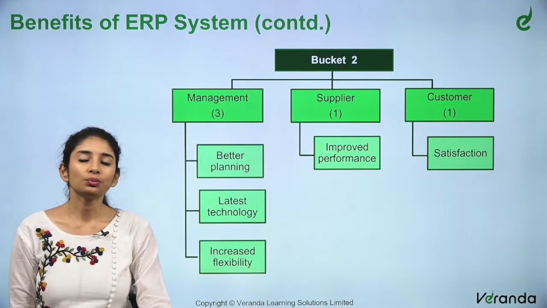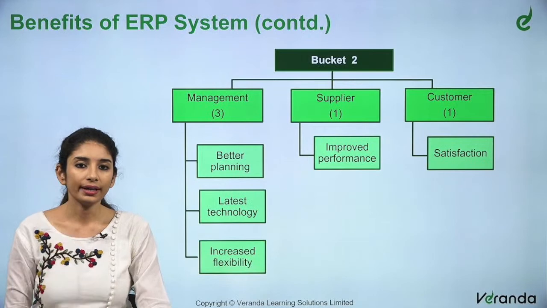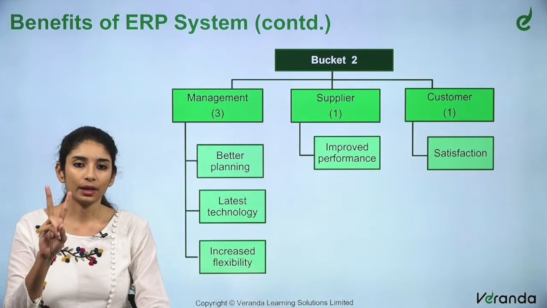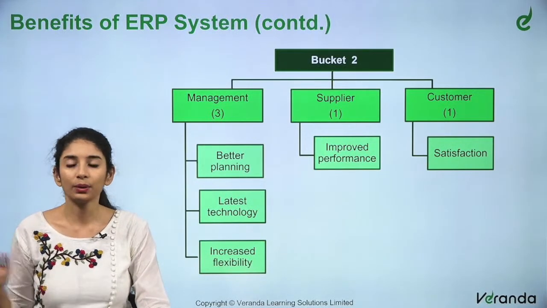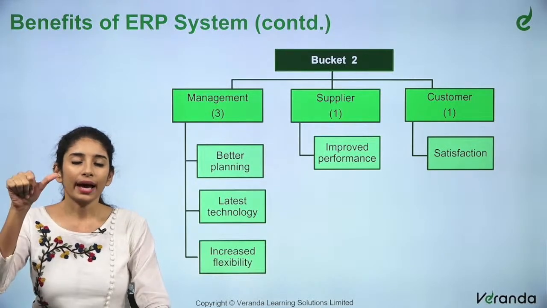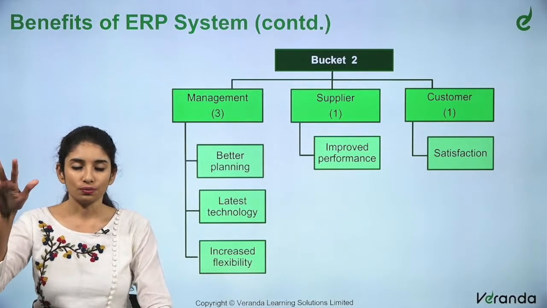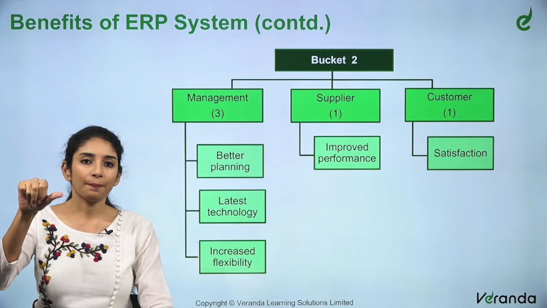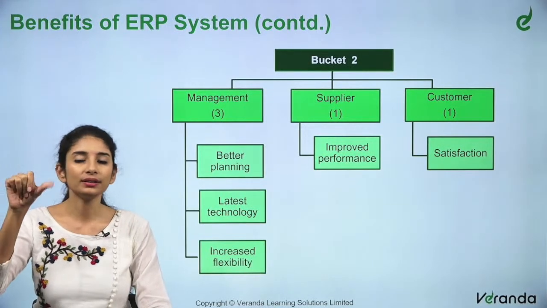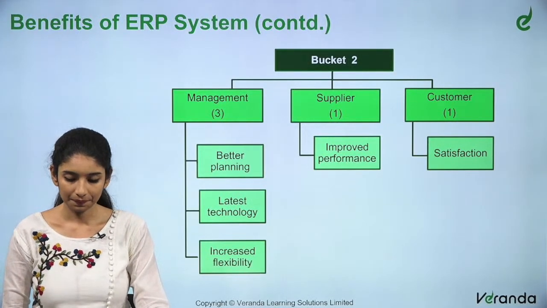Are we clear about the two buckets left in ERP? Two buckets that we discussed for all the points. Clear with all the points? Yes? Time, information, cost, 322. Management, customer and supplier, 311.